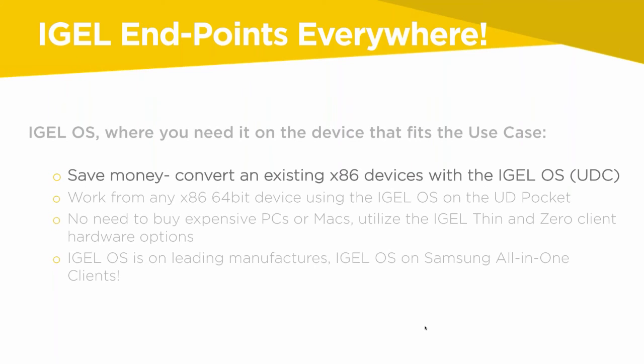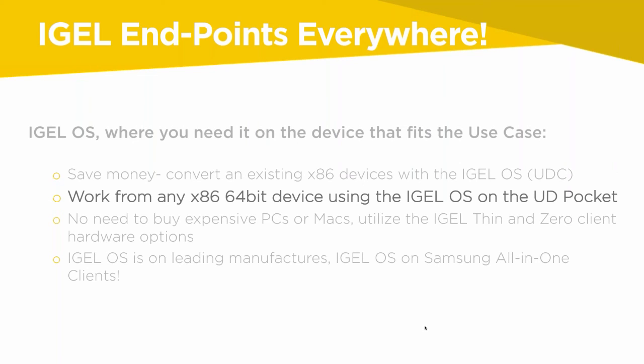So you can actually save money. You can convert any existing operating system, x86 device, with the IGEL OS UDC flavor. And this stands for Universal Device Converter. It's the same old operating system, IGEL OS, that we put on anything that I just demoed for you. And basically what you do is install that piece of software onto an existing device, you run it, it wipes the drive and loads the IGEL OS. Once you're done, you have the full-blown IGEL OS on that device.